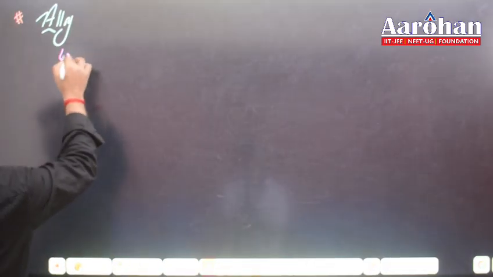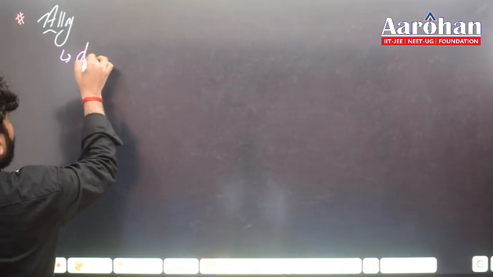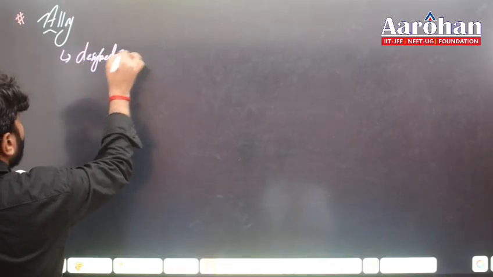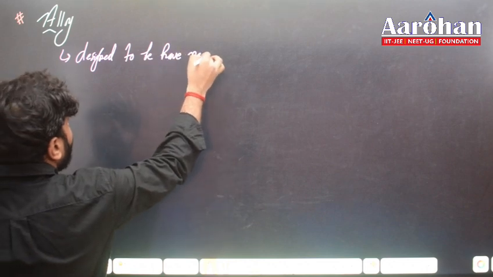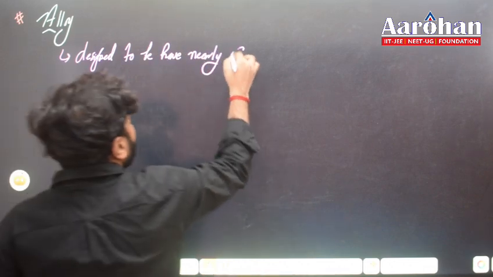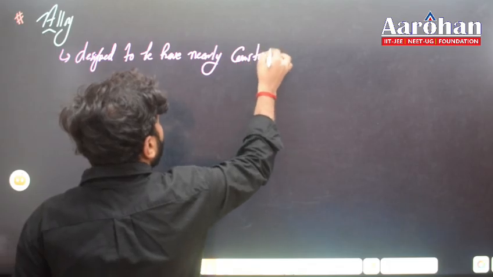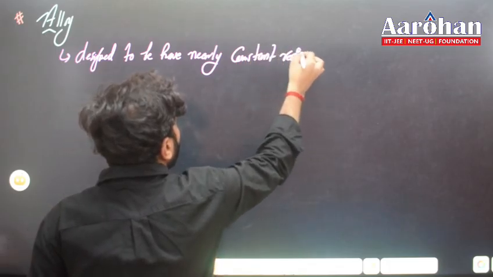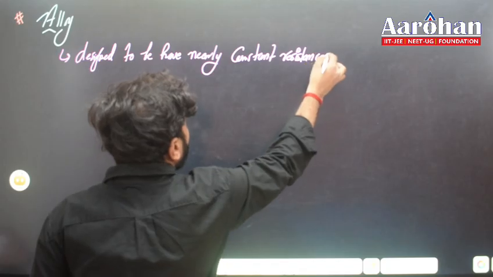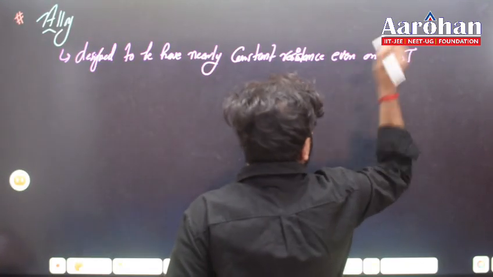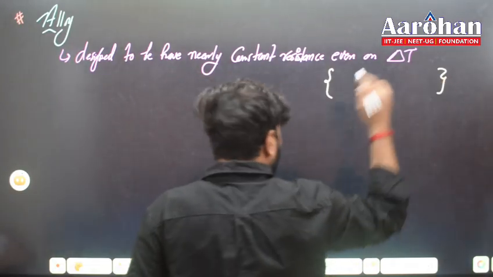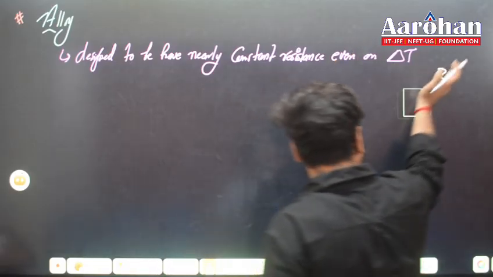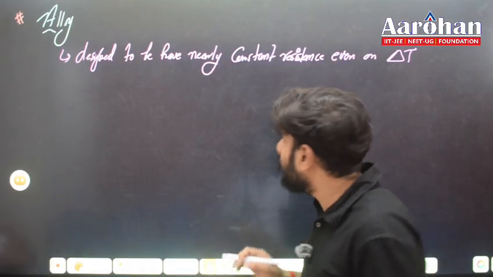So alloys are designed to have nearly constant resistance even on change in temperature. But you have to remember two statements. The resistance does change, but the change is very small.